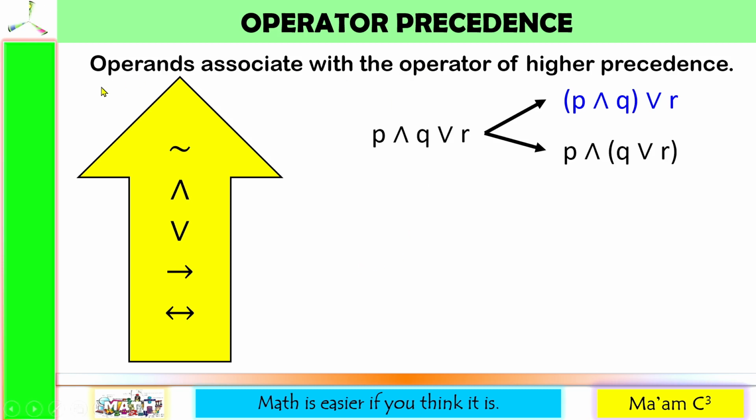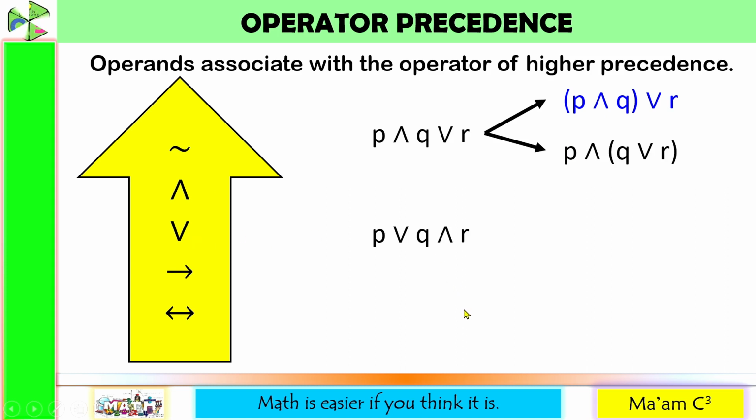Let me give you an example for you to understand this better. Let us say I give you 0 plus 1. 0 and 1 are the operands, and the operator is the plus. So here, P and Q are the operands, and the operators are the conjunction and disjunction. Since operands associate with the operator of higher precedence, therefore our operands P and Q associate with conjunction, not with disjunction, because conjunction is of higher precedence than disjunction.